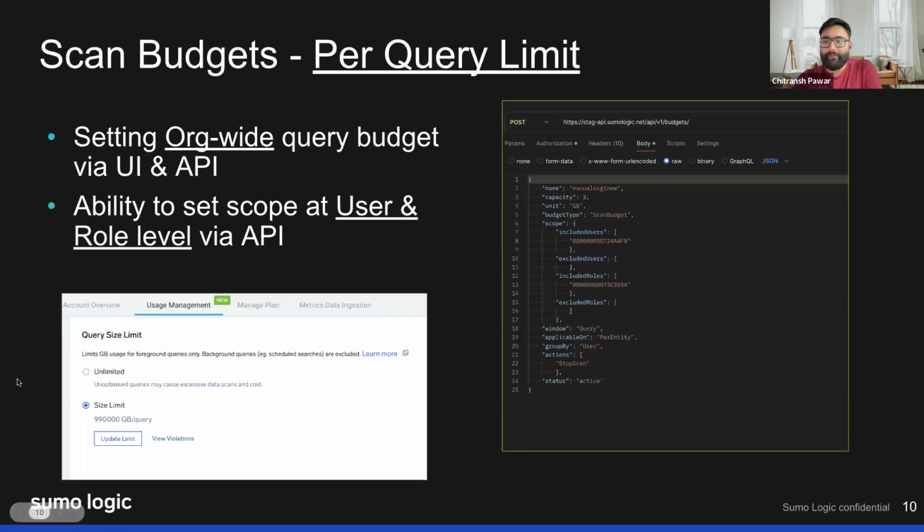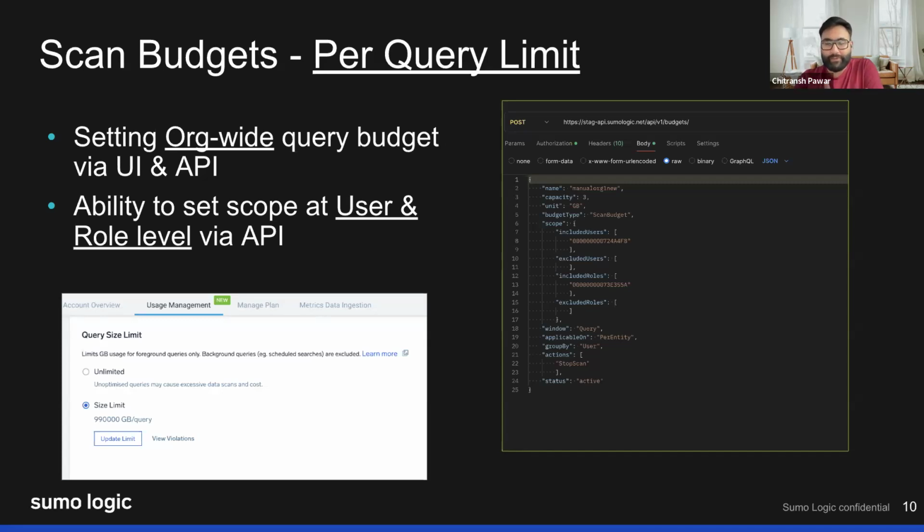As part of that, we have recently rolled out a beta. If you are interested in this, feel free to reach out to your account manager or reach out to Lisa. They will help you get it enabled. But the idea here is one of the first things we are offering as part of the beta is an org-wide control where you can set a query budget. What is a query budget? It's a query size limit, which will allow you to set how much a query can scan.